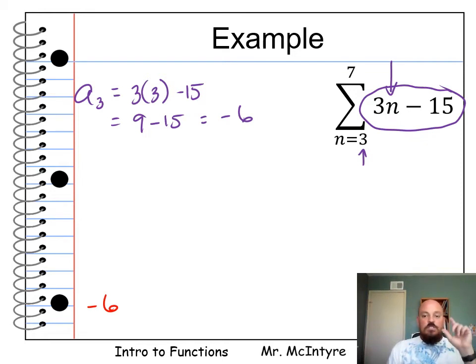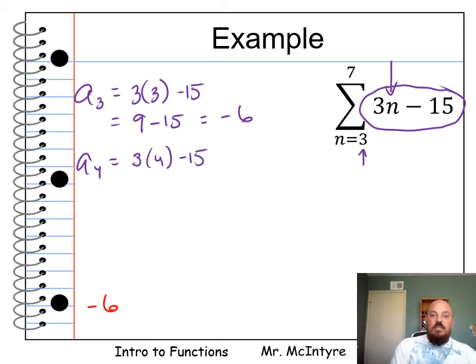Okay, now remember, once you have that starting number 3, you're going to count from there. So basically, the next one I plug in is 4, and then 5, and then 6, and then 7, which you see up there, and that's how you know when to stop. So I'm going to plug in 4 next. That would be 3 times 4 minus 15. 3 times 4 is 12, and 12 minus 15 is negative 3. So my next one is negative 3.